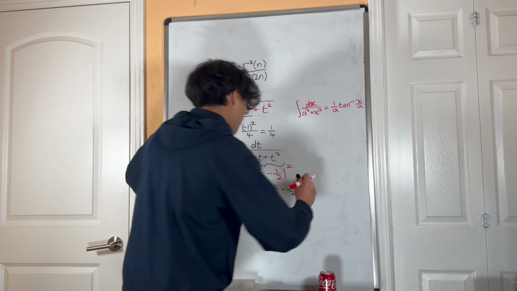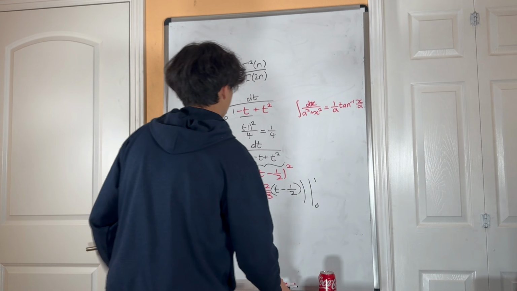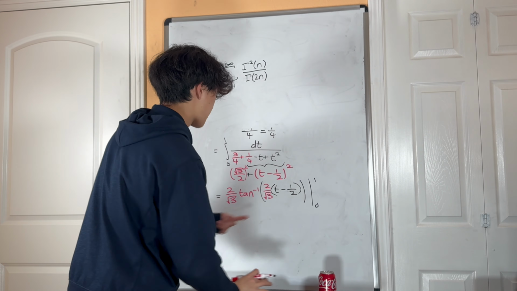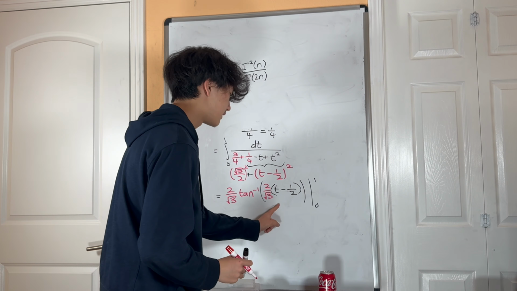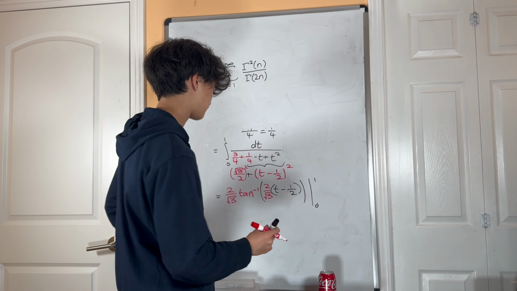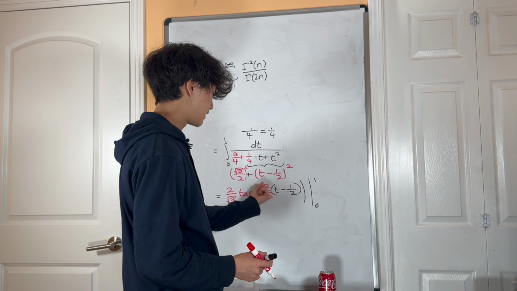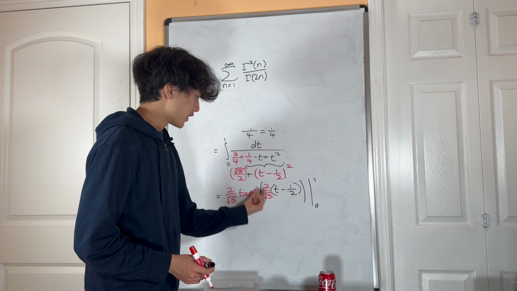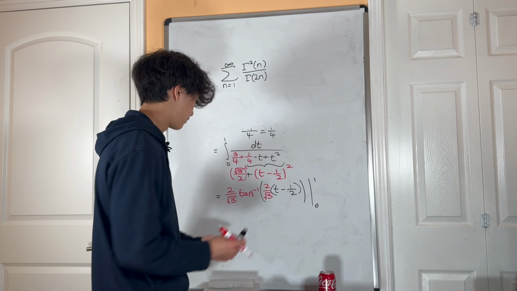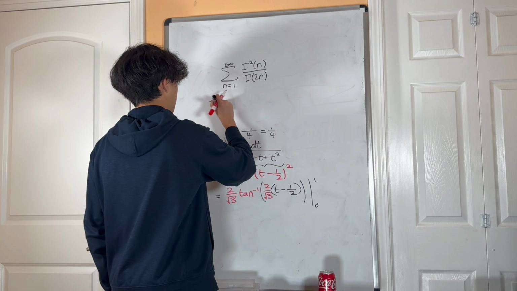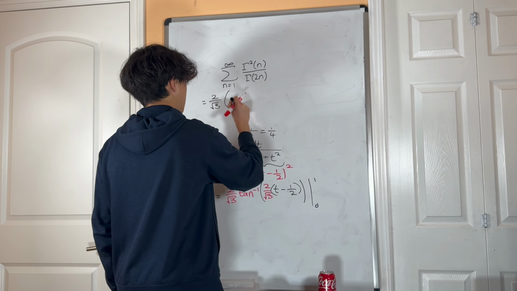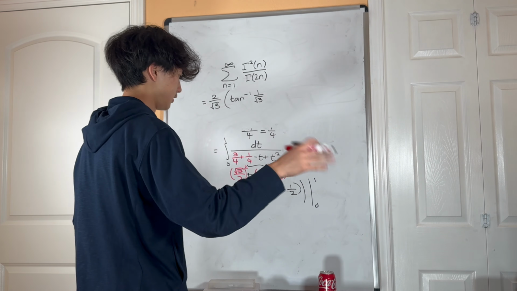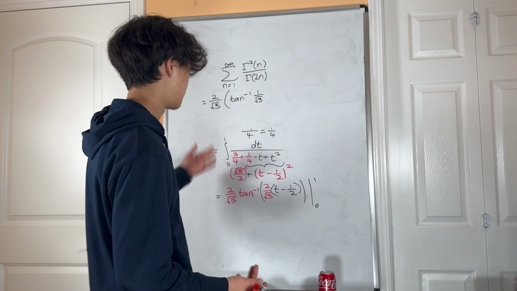Now we plug in bounds from 0 to 1. Upon doing that, what do we get? Let's plug in 1 first. 1 minus 1/2 is just 1/2, so it's just 1/2 of the inside. 1/2 of 2 over root 3 is just 1 over root 3. This coefficient is going to go on the outside. We're going to have inverse tangent of 1 over root 3. We'll work out the exact values later, but this is pretty simple.